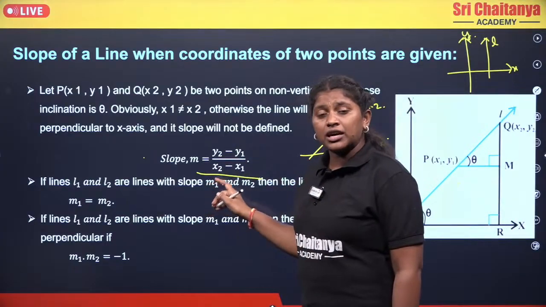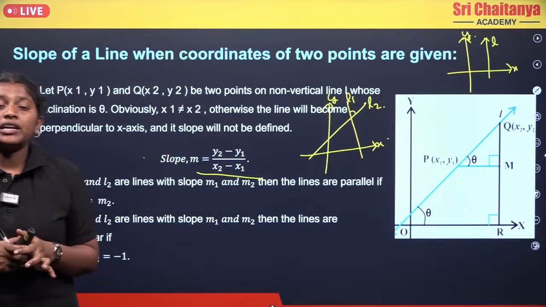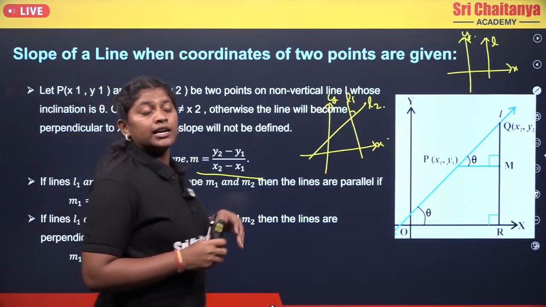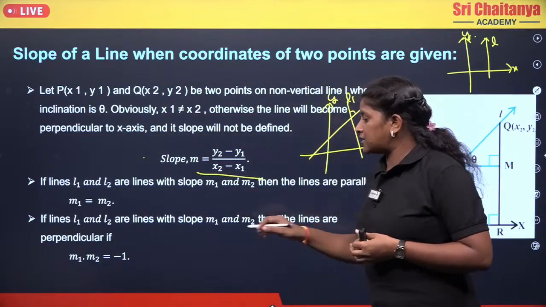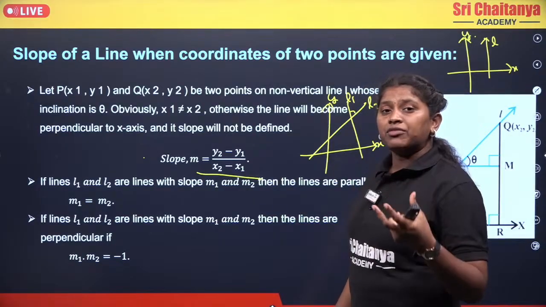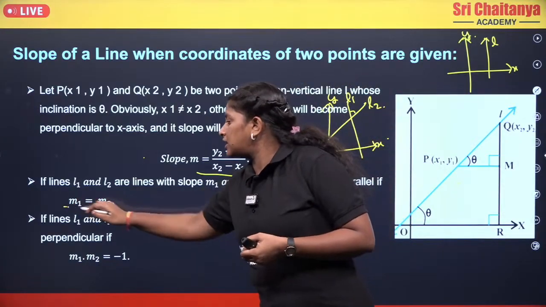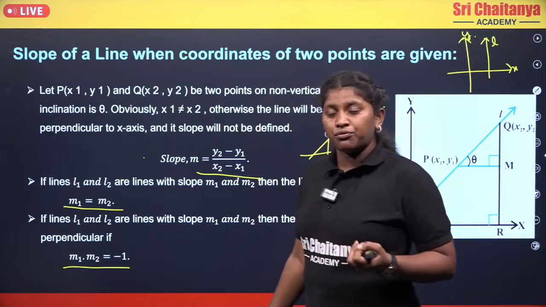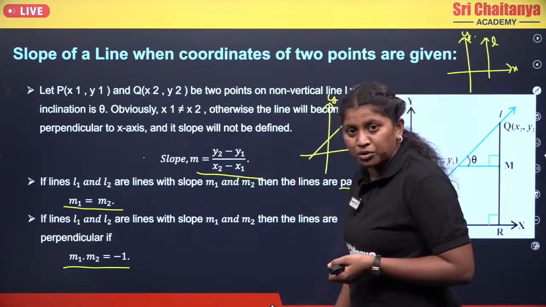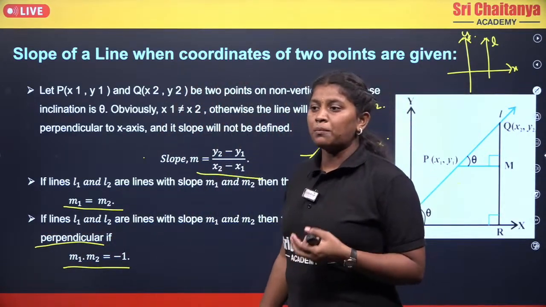That is, if the lines are parallel, then the slopes are equal. So we can write it in the simple form as m1 equals to m2, and if the lines are perpendicular, then the product of slopes will be equals to minus 1. Okay, so for the perpendicular lines we can apply the condition m1 into m2 equals to minus 1, and for the parallel lines we can take the slopes as equal. So in simple form, if lines are parallel, then m1 equals to m2, and if they are perpendicular, then the product of slopes equals to minus 1.